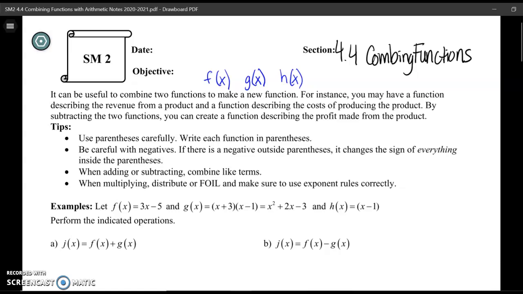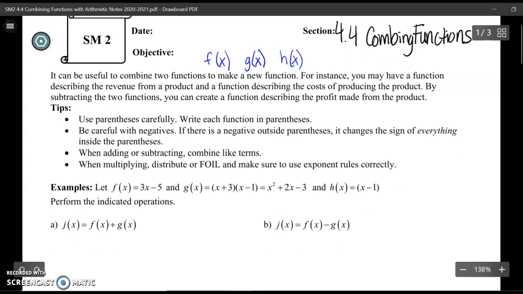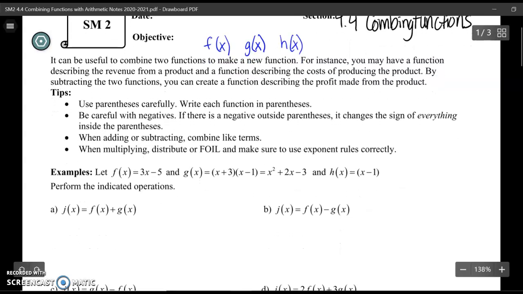Real world applications of this are like, maybe I have a function that represents how much money I'm making at my job, and then I have a function that represents how much money I'm spending on ice cream every week. If I took the function about how much money I'm making minus how much money I'm spending on ice cream, I'm going to end up with how much money I actually have at the end of the week. So sometimes it's good to be able to combine functions. We're going to go through some examples. We are going to add, subtract, multiply, and divide functions today.